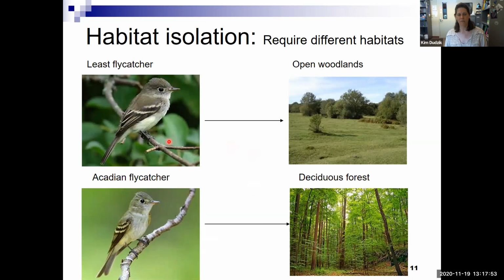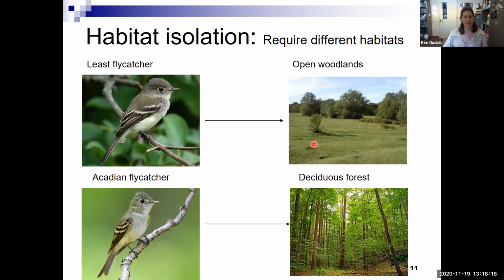Okay, so they're both flycatchers, but they are considered different species because this least flycatcher isn't likely to fly into the forest and encounter the other flycatchers to mate with them. They're going to hedge their bets, and of course they're adapted to the open woodlands, so that's where more of their mates are, so they're going to stay there.